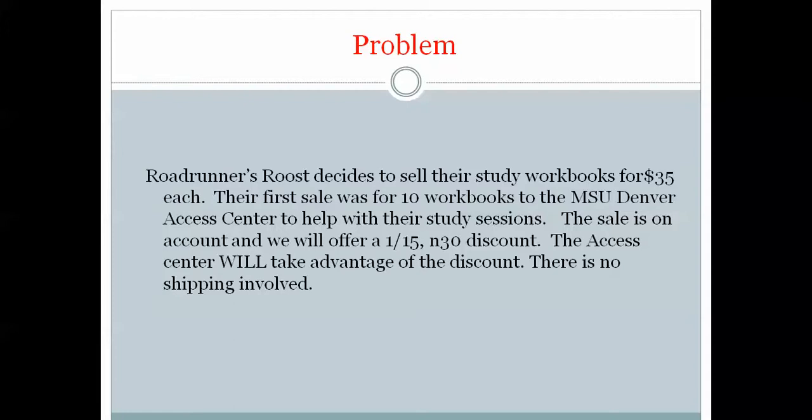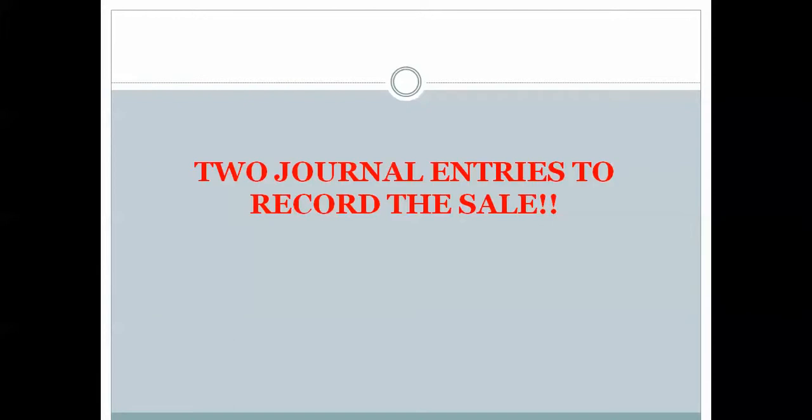We're going to allow the Access Center to charge these workbooks, and we will offer them a 1% discount if paid in 15 days, but we also wanted them to know that their bill was absolutely due in 30 days. And the Access Center will take advantage of the discount. So in this problem, the Access Center will take advantage of the discount, and there will be no shipping involved. So to begin with, we're going to have to realize that we need to record those two journal entries to simply enter the sale into our books.